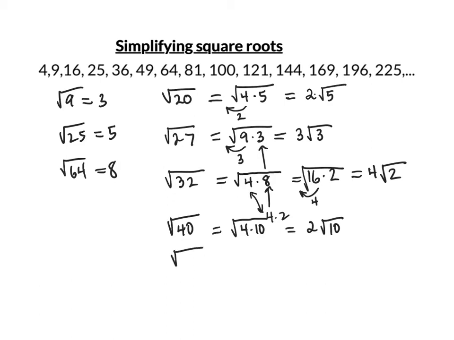How about the square root of 50? Square root of 50 is 25 times 2. The biggest perfect square is 25. I can take the square root of 25. It's 5. Left underneath the radical is a 2. 5 root 2.